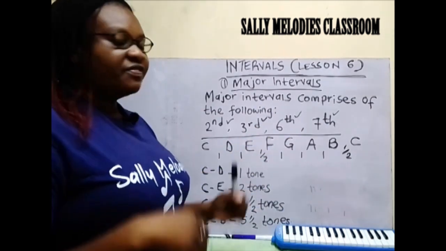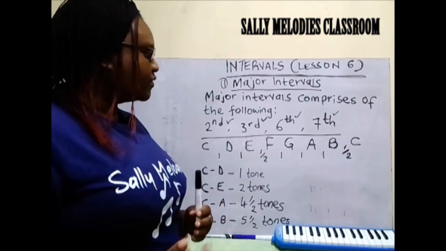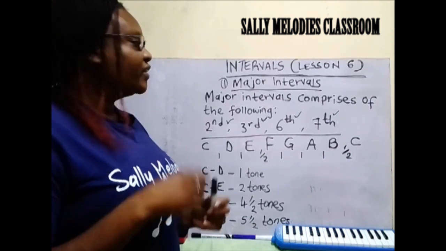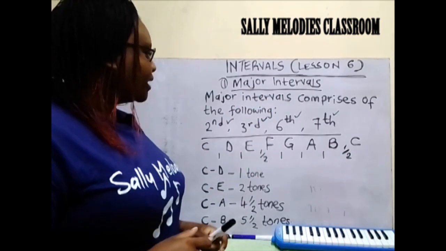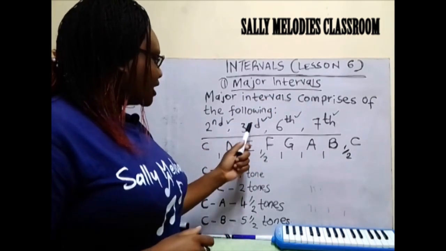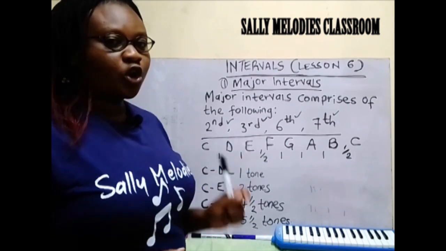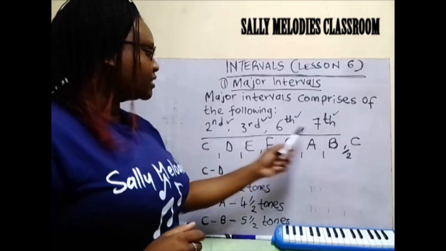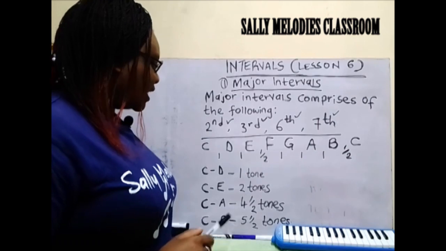The rest, the first, the fourth, the fifth, and the octave, have their own quality, or their own category. But now we are dealing with major. That is a second, a third, a sixth, and a seventh. So you only talk of a major when you are mentioning a second, a third, a sixth, and a seventh.